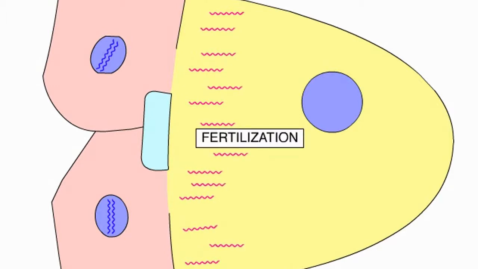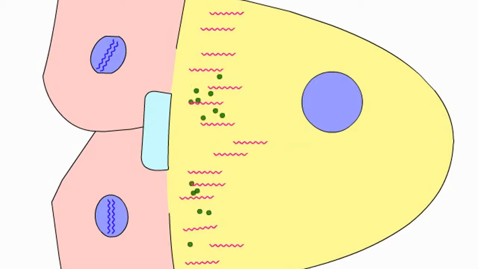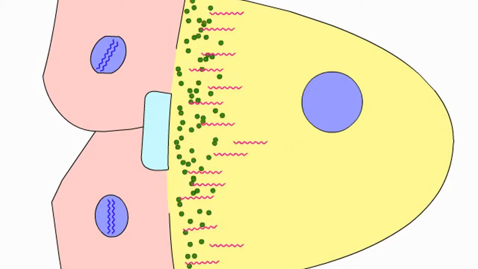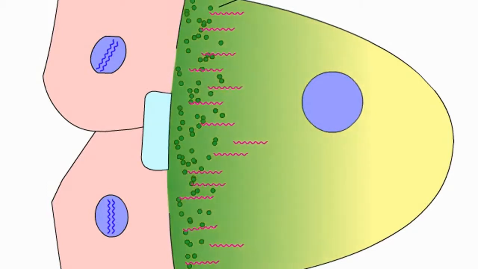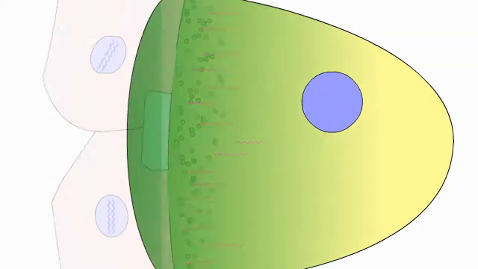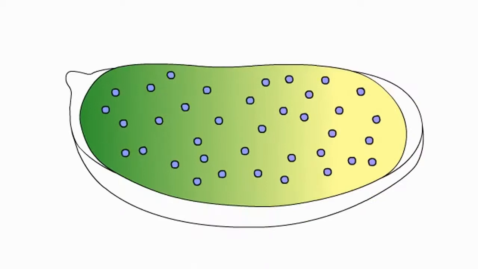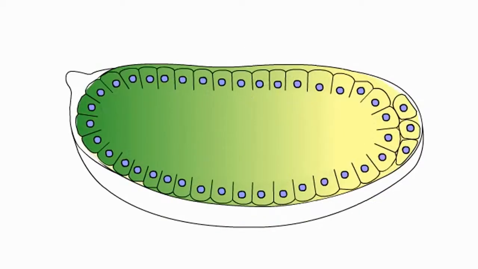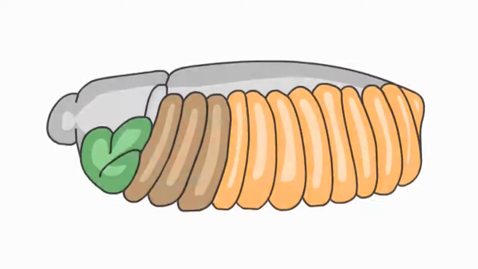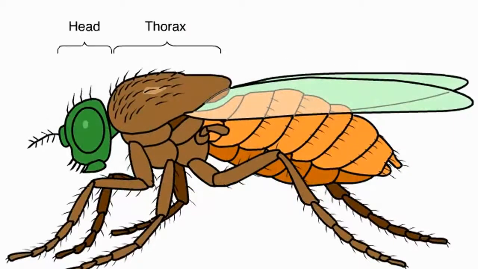Fertilization of the egg triggers the translation of the maternal bicoid mRNA into protein. The bicoid protein then diffuses through the egg, forming a gradient. The bicoid protein gradient establishes the polarity of the embryo along the anterior-posterior axis. The head and thorax will develop in the zones of high bicoid concentration. The abdomen will develop in the region of low bicoid concentration.